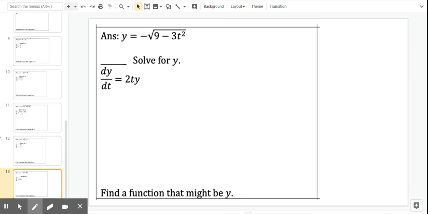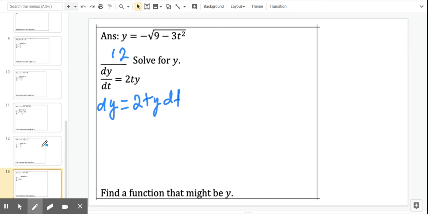And I think this is the last one, if I am not mistaken. Yeah, this is the last one. So, all right, here's what we're going to do. Let's do this in 2 steps. So first we'll multiply by dt on both sides. 2ty dt. But now our problem is that we have both a t and a y.